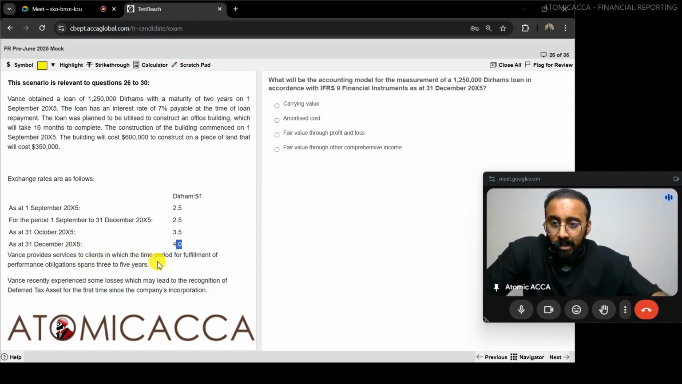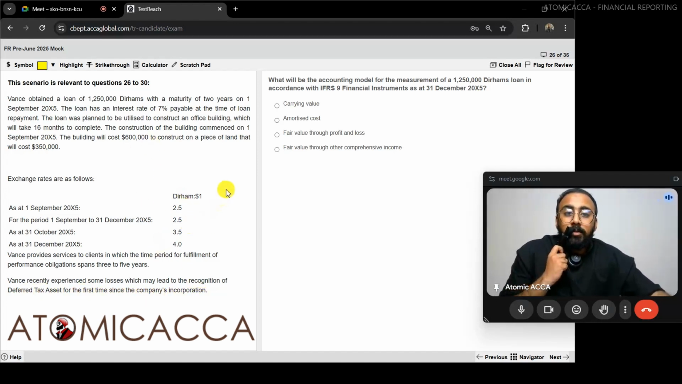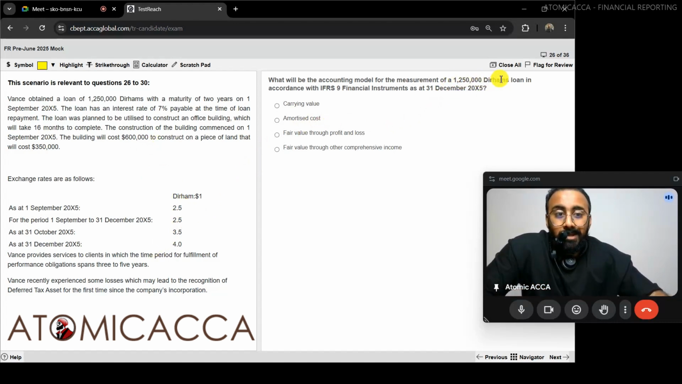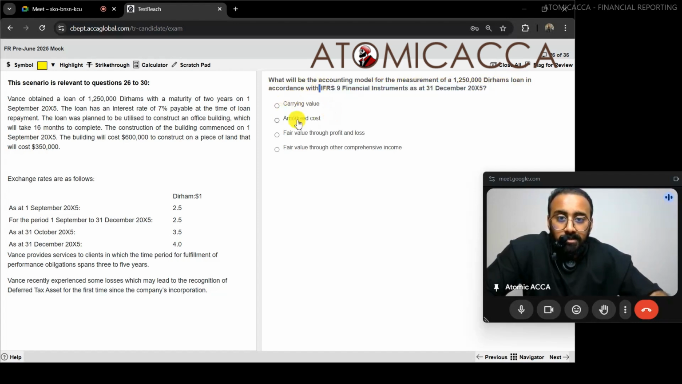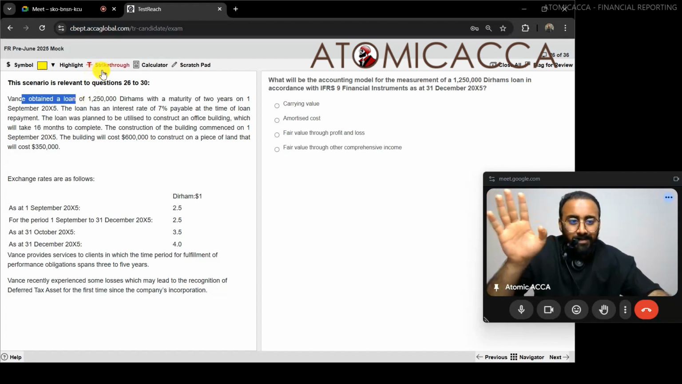Vance provides service to clients in which the time period for fulfillment of performance obligations spans 3 to 5 years. Vance recently experienced some losses which may lead to the recognition of DTA for the first time since the company's incorporation. What will be the accounting model for the measurement of the 1.25 million dirhams loan in accordance with IFRS 9 Financial Instruments? They're asking whether it's carrying value, amortized cost, FVTPL, FVOCI. They obtained a loan. So under IFRS 9, what is the first classification? Whether it's a financial asset or a liability. When I obtain a loan, it means it is a liability. So first thing understood, it's a financial liability.